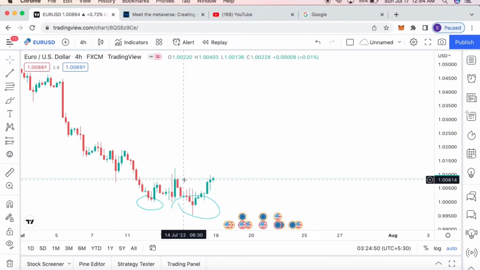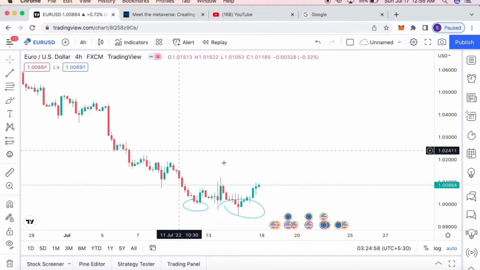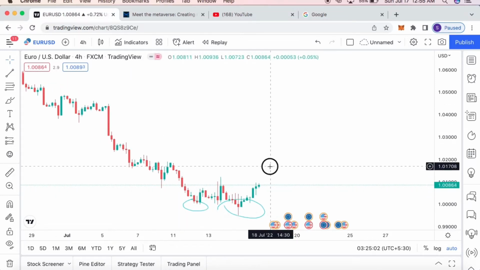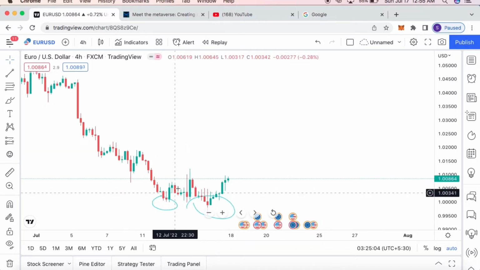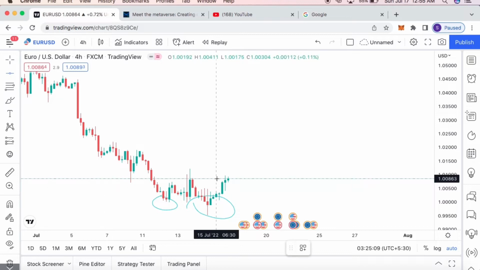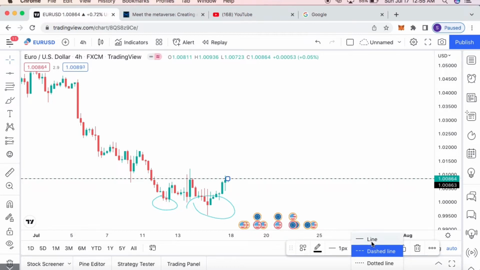Today is a Sunday, it's midnight right here in Kampala. Everyone who is monitoring the Euro USD can see this double bottom. This is the double bottom we have. So if someone is to take a trade there, they would just draw out this line here. That line represents the neckline.